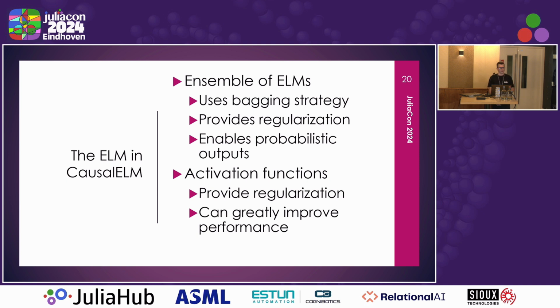And actually, in CausalELM, we don't just use one ELM, but we use an ensemble of ELMs. This is good because it reduces variance, and it also enables us to get probabilistic outputs, since each individual ELM is minimizing the least squares loss rather than, say, cross entropy. You could, in theory, for an individual ELM have predictions a little bit outside of the range of discrete variables, but by using an ensemble, we can get probabilistic predictions. And in this case, by ensemble, we use a bagging strategy similar to if you were to use random forests.